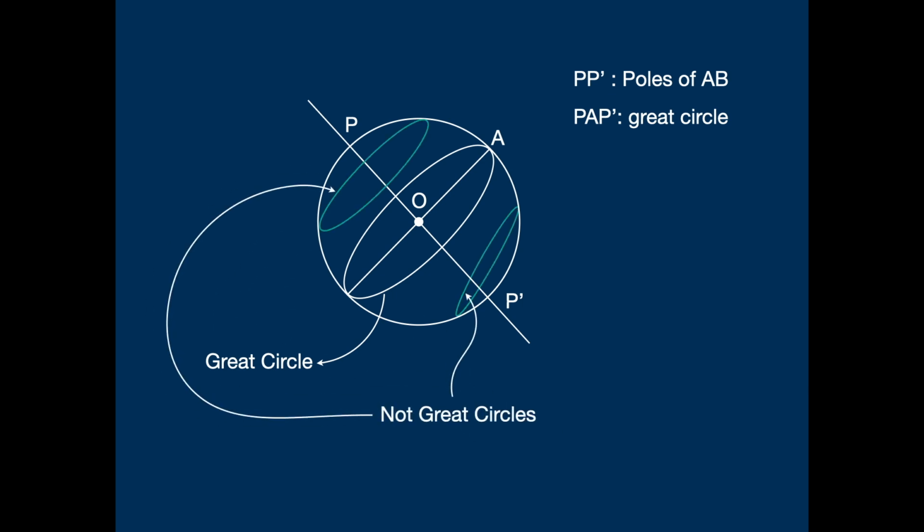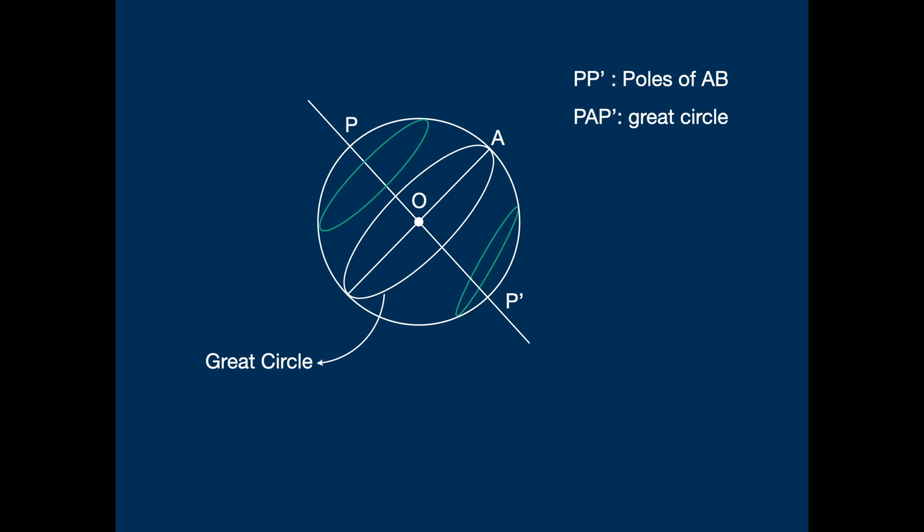A great circle is formed if you take a sphere and a plane which intersects the sphere. If that plane passes through the center of the sphere, then the intersection of the plane and the sphere forms a great circle. If the plane does not pass through the center of the sphere, as is the case for these green lines, then these green curves are not great circles. They are called short circles, but for a great circle, the plane has to pass through the center of the sphere, which is the case for this one.